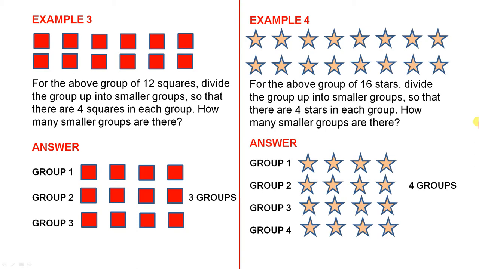Example 4. For the above group of 16 stars, divide the group up into smaller groups so that there are 4 stars in each group. How many smaller groups are there? So when they divide the groups up, making sure there are 4 stars in each group, and they have to stop when they get 16 altogether, they will see that there are 4 groups.